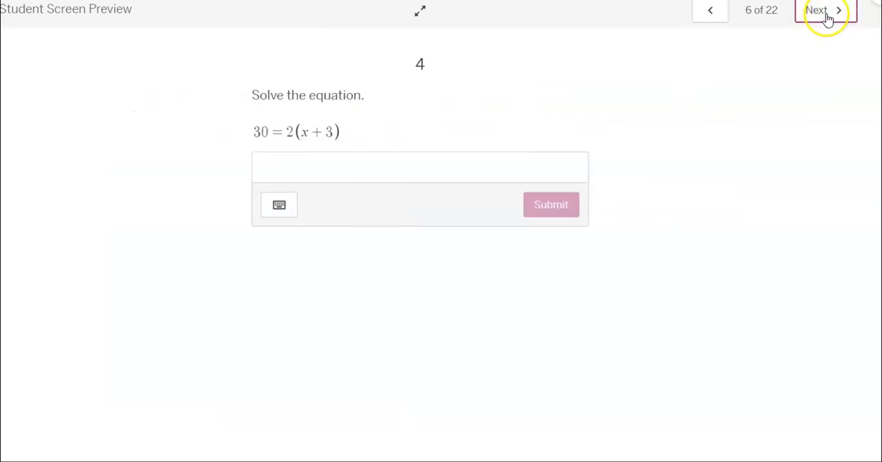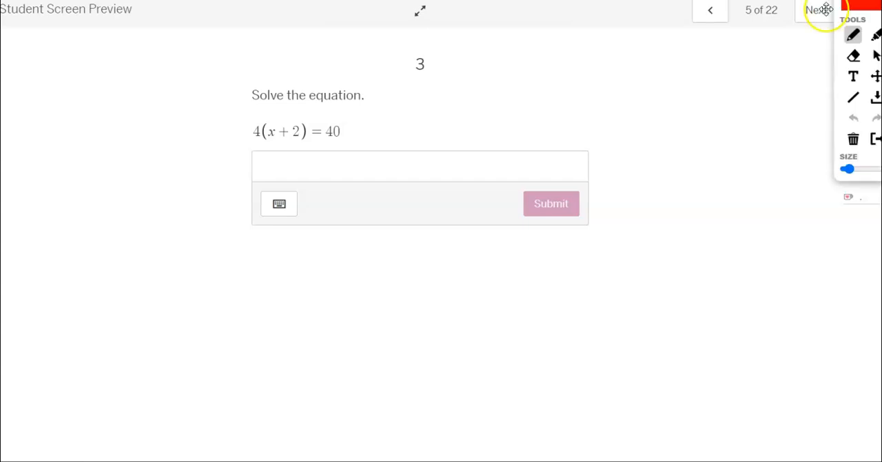Number 3 and 4 are the same type of problem. They are equations, and they do have distributive property in them. I am going to grab my page marker because I don't have a sketch it on this one. You can use paper to work out these problems. So let's see. I'm going to use my page marker down here, and I'm going to go ahead and do the distributive property. 4 times x is 4x. 4 times 2 is +8 equals 40.